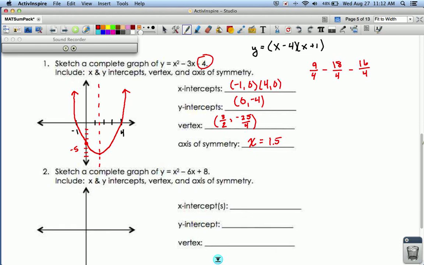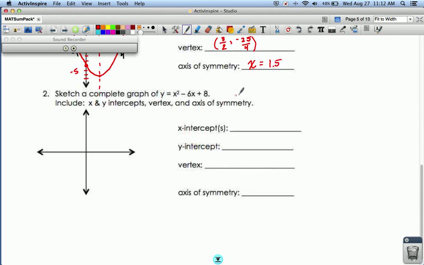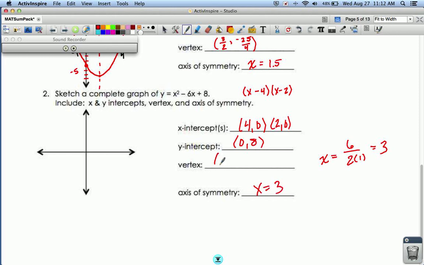Sketch a complete graph. So again, I'm factoring into x minus 4, x minus 2, which gives us 4, 0, and 2, 0. 0, 8 is an intercept. I'm going to find my vertex a little differently. I'm going to do the opposite of b over 2a this time. X equals the opposite of b over 2a gives me 3. So that is my axis of symmetry, as well as the x-coordinate of my vertex.